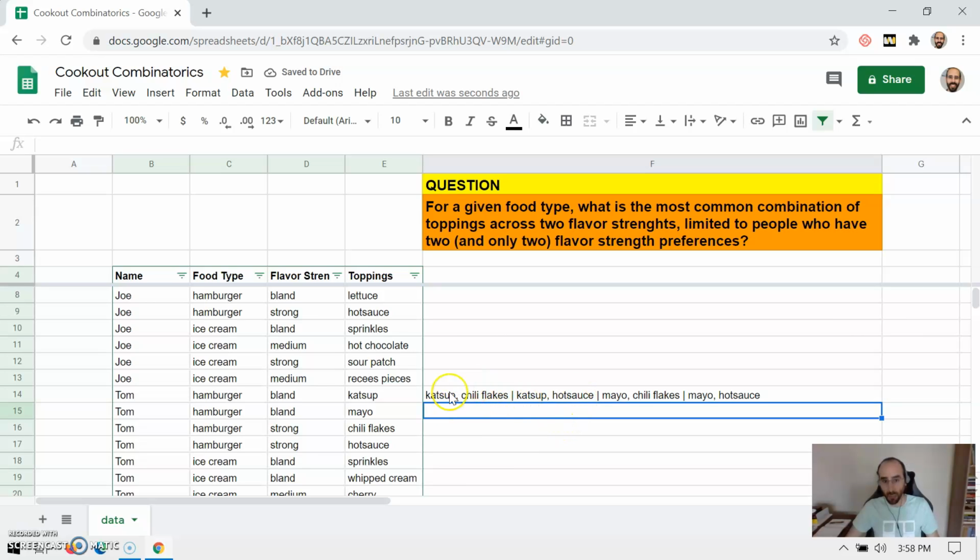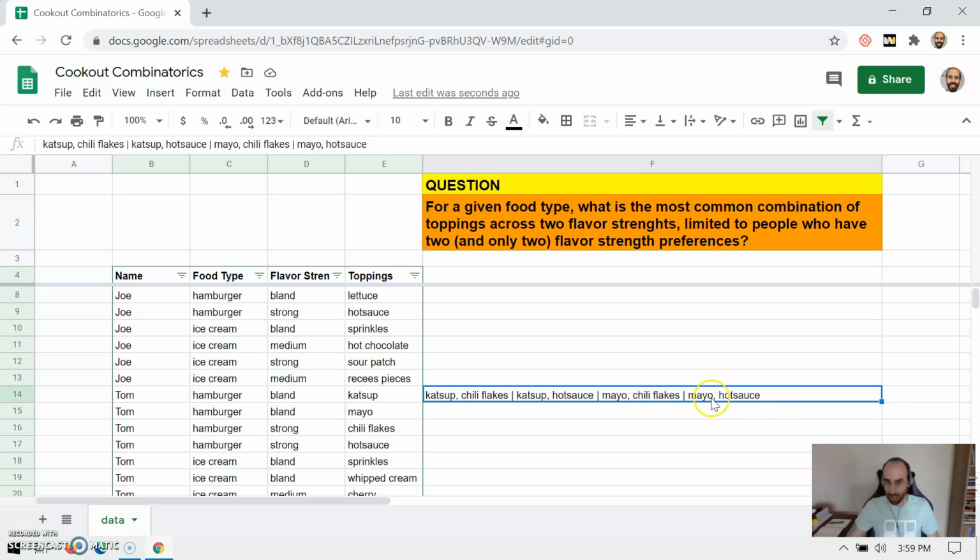Then we want to say, well, which of these combinations, ketchup and chili flakes is a combination, ketchup and hot sauce is a combination, which of these combinations is the most common among all of these people at our cookout? Maybe mayo and hot sauce, 4 out of the 5 people prefer that combination. Who knows? But we want to count up these combinations.